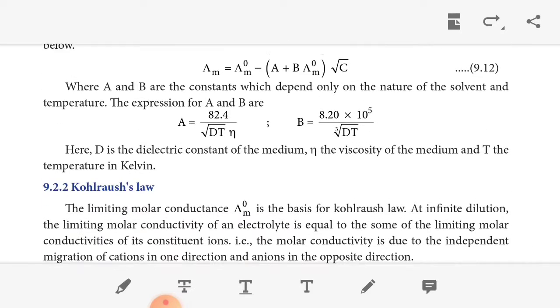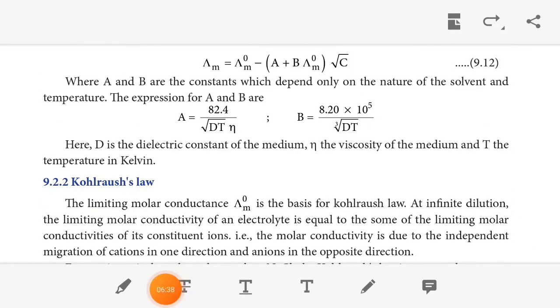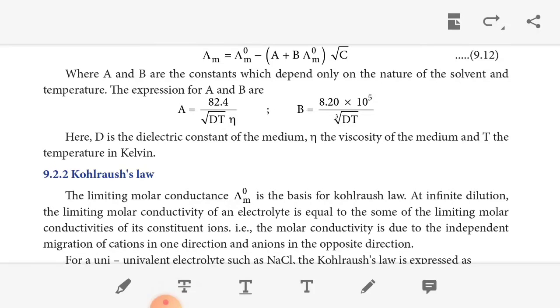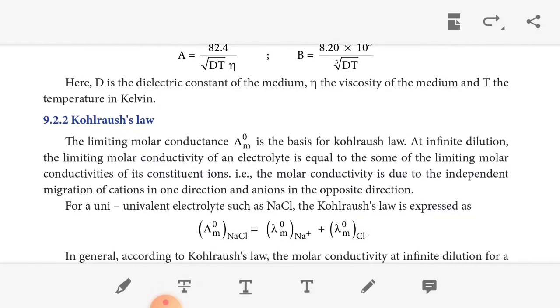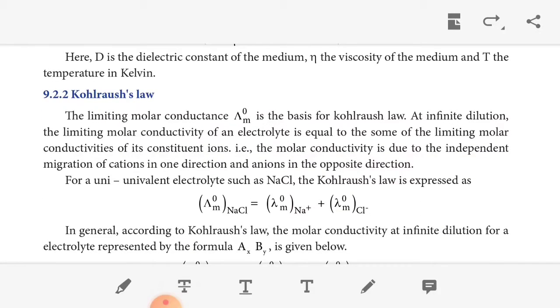The next important 5 mark question is Kohlrausch's law. So what is Kohlrausch's law? The statement of Kohlrausch's law: at infinite dilution, the limiting molar conductivity of an electrolyte is equal to the sum of the limiting molar conductances of its constituent ions. That means molar conductivity is due to the independent migration of cations in one direction and anions in the opposite direction. For example, we can take NaCl, Na plus and Cl minus.